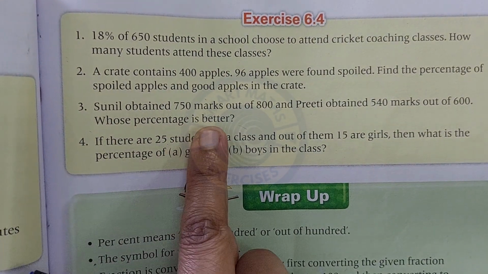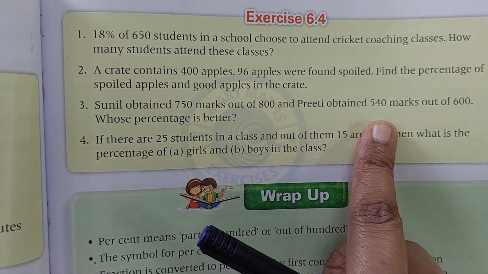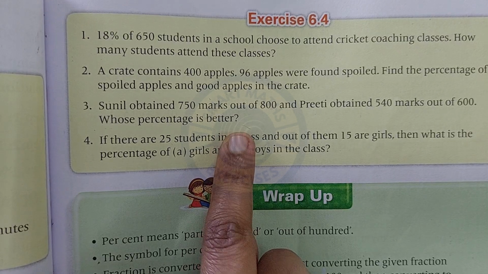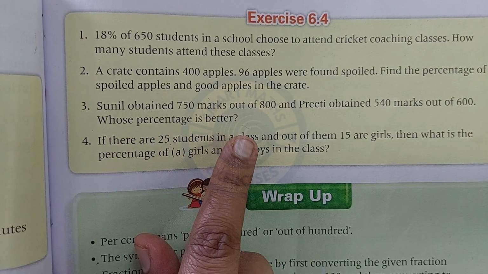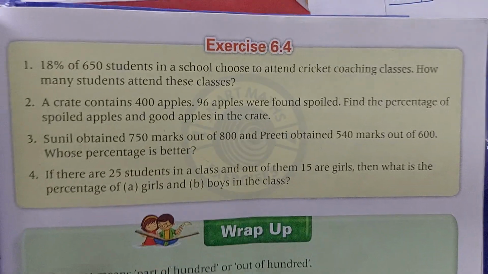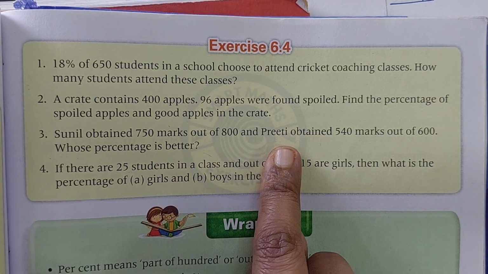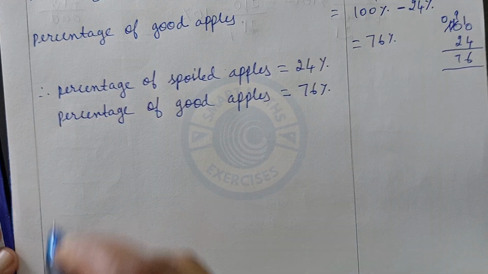Sunil obtained 750 marks out of 800 and Preeti obtained 540 marks out of 600. Whose percentage is better? Here in this question we have to find out who got a good percentage, who got better percentage, or who got the highest. Now first let us find out the percentage of Sunil and then we'll find out the percentage of Preeti and then compare who got more. Let's write the statement.